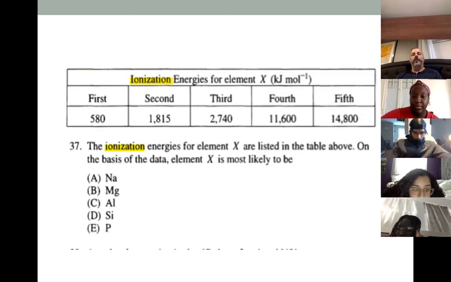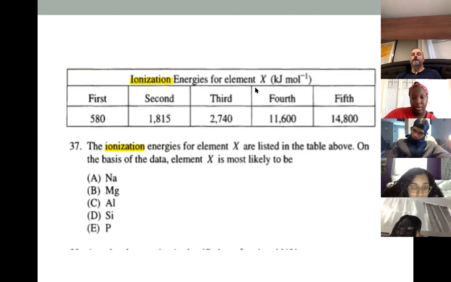So where do we see the jump? Between the third and the fourth, right? This one is only, I don't know, 1,300. This is like 900. This is 9,000. And this is like 3,000. So here's your jump. How many valence electrons does element X have?